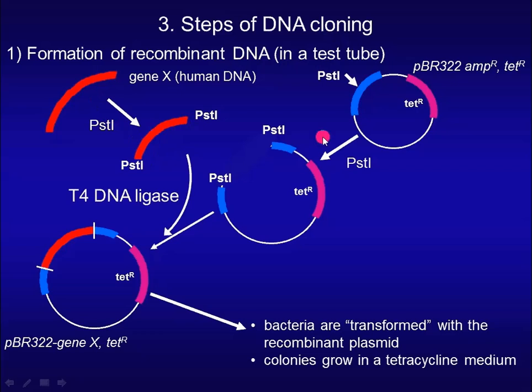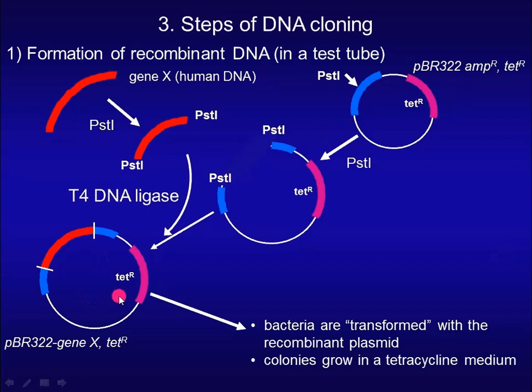Plasmid vector PBR322 is also cut with the same enzyme, which yields a linear DNA with 2 sticky ends. The vector and the gene X fragment are mixed with T4 DNA ligase. Ligation yields recombinant plasmid that contains gene X.